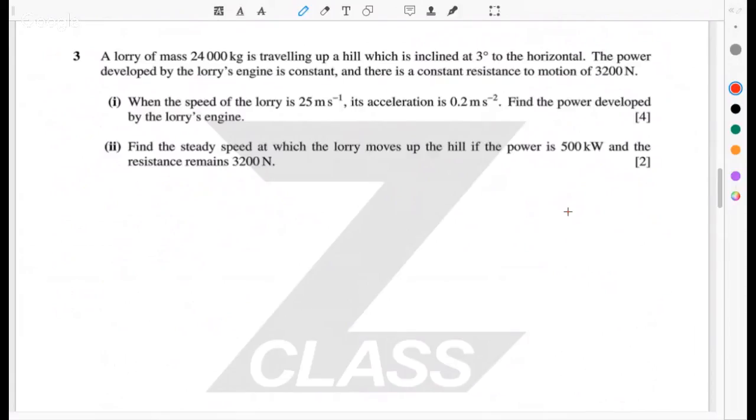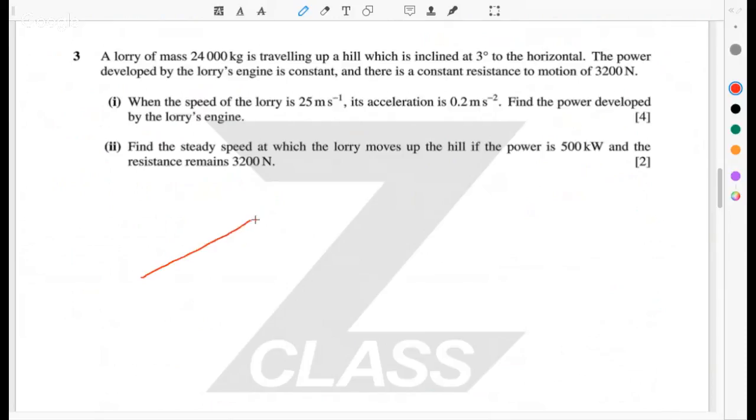Question 3. A lorry of mass 24,000 kilograms is traveling up a hill which is inclined at 3 degrees to the horizontal. The power developed by the lorry's engine is constant. So here it's very, very important. We have a constant power, and a constant resistance to motion of 3,200 Newton.